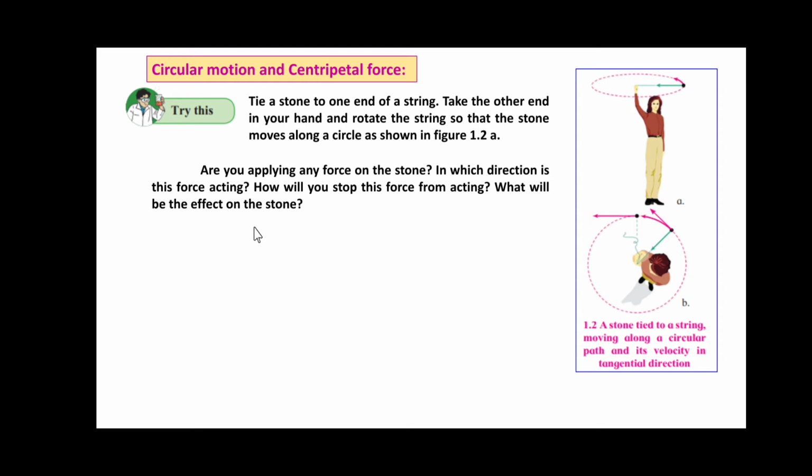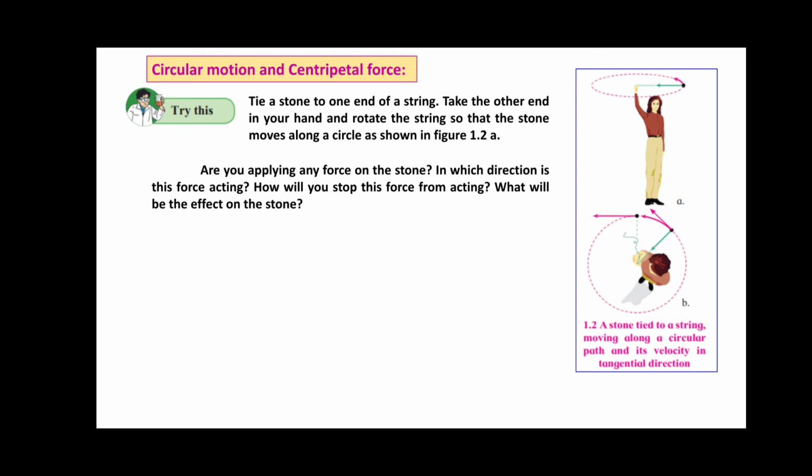Are you applying any force on the stone? Yes, I am applying a force on the stone, surely. In which direction is this force acting? This is the second question. The answer is that the force is acting in the direction towards the center of the circle along which the stone is rotated. Third question, how will you stop this force from acting? Friends, this force can be stopped from acting by releasing the string.